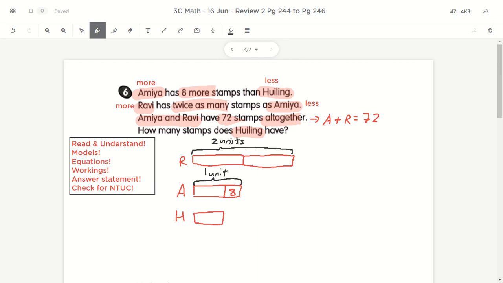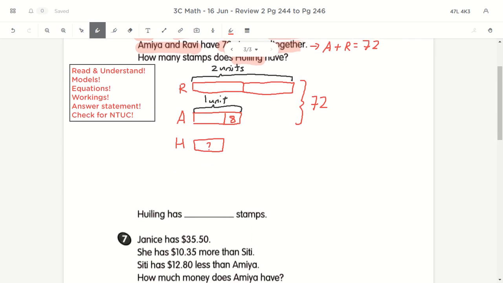Okay, and now the third sentence tells us that Amia and Ravi, the first two, have 72 altogether. It doesn't include Hui Ling. You realize I did not go to Hui Ling. So the question is, how much is Hui Ling? Okay, let's look at the model.